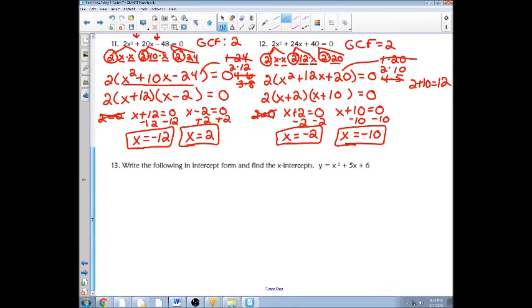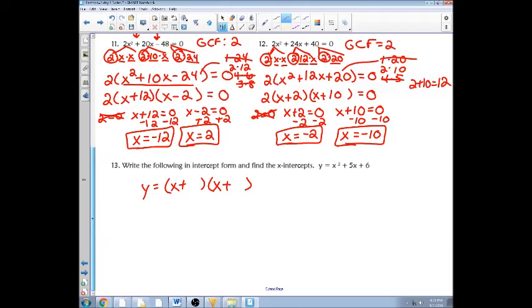Finally, number 13. Write the following in intercept form and find the x-intercepts. In order to write this in intercept form, I need to put it into 2 sets of parentheses. So it would be y equals a set of parentheses and a set of parentheses. Well, that's pretty close to step 2 in my steps of factoring, right? The next part of that would be to put 2 x's in the beginning, right? Now I'm going to look at my signs. Well, they're both positive here. So couldn't I just make both of these positive? I could.